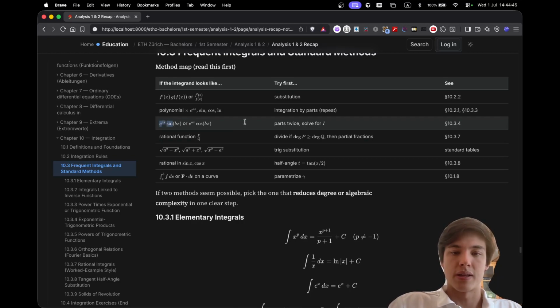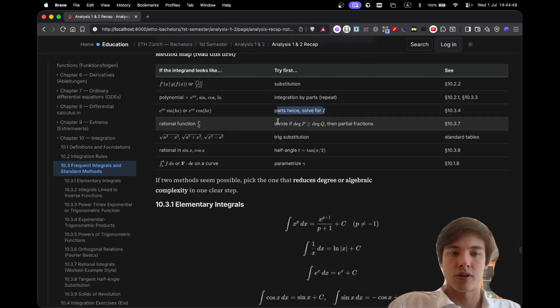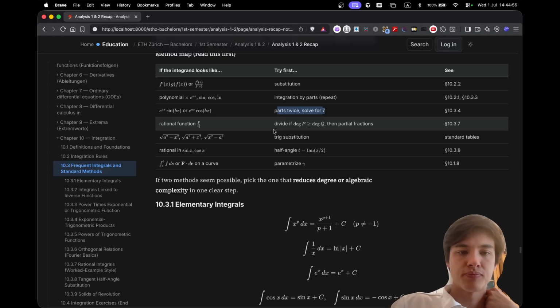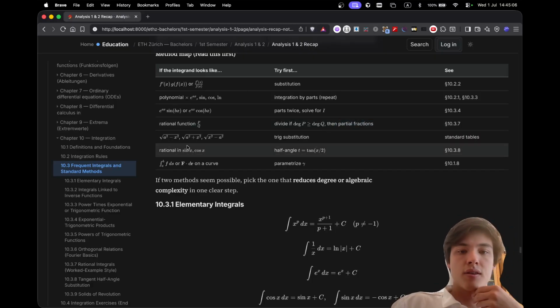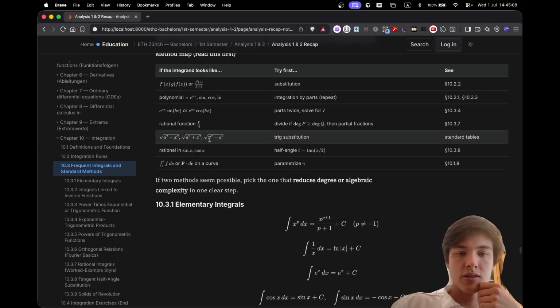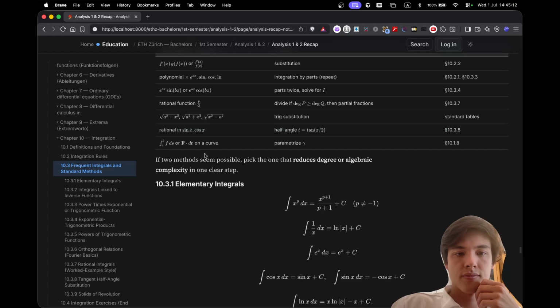Oh, this is what I meant. So we can integrate it twice, and we can solve for the integral, because we should get back the same thing again, or something similar. Rational functions, we first divide, and then partial fractions. If we have this, trigonometric substitution.